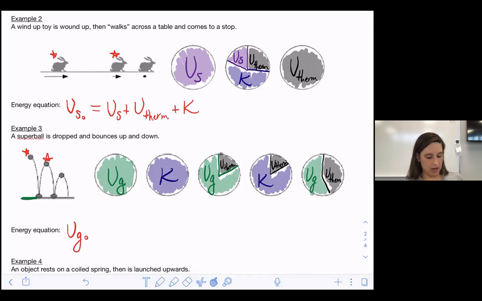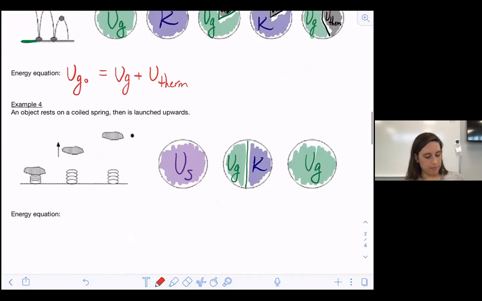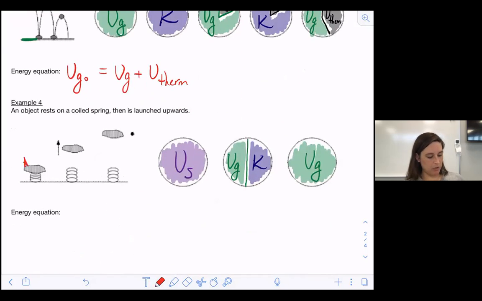And really, this works for any of these, right? If we just take the energy pie of whatever we're interested in at the beginning and then set it equal to the energy pie of whatever we're interested in at the end. And same thing here, right? We could do the beginning and we can do the very end. So I would take my energy pie at the beginning and set it equal to my energy pie at the end. And from there, I can now solve any word problem. And we're going to look at some word problems in the next video.